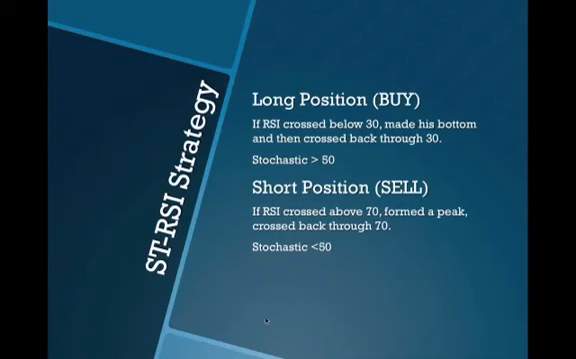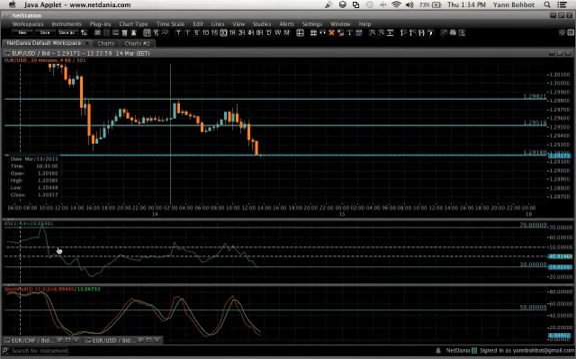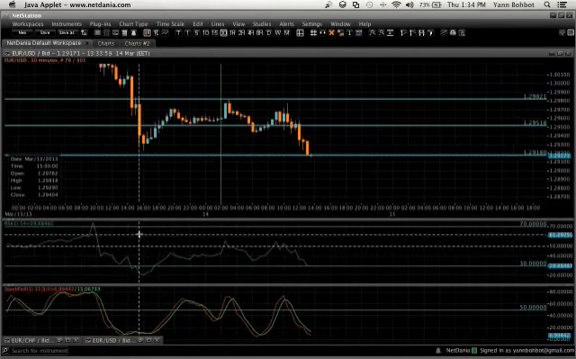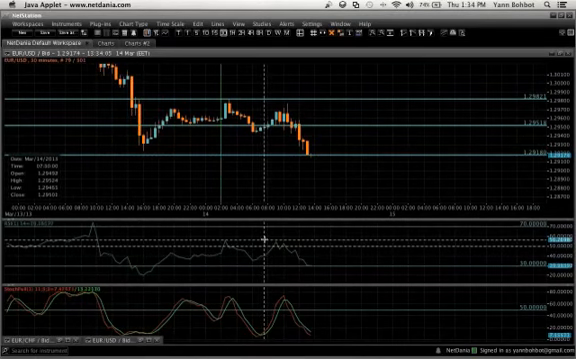Let's see on the sell position. Short position, sell: if RSI crosses above 70, forms the peak, and crosses back through 70. Let's see the RSI. It went through 70 here, but right now it's not going through 70.